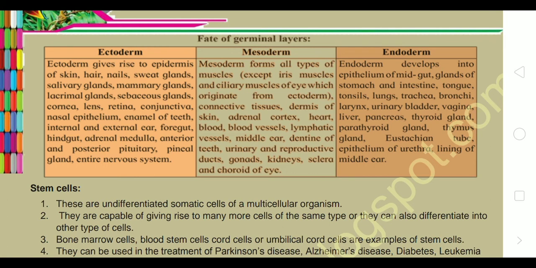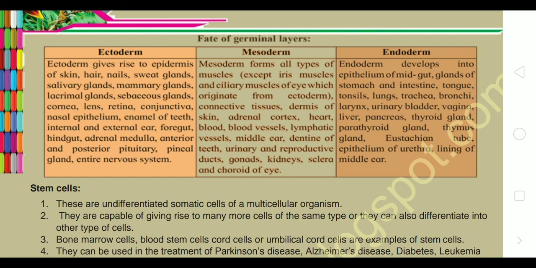Mesoderm, that is the middle layer, forms all types of muscles except cardiac and ciliary muscles. Connective tissue, dermis of skin, adrenal cortex, heart, blood vessels, lymphatic vessels, middle ear, dentine of teeth, meaning the inner root of the teeth, urinary and reproductive ducts, gonads, kidneys, sclera, and choroid of the eye.